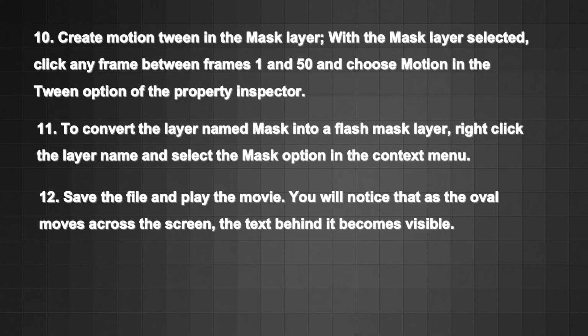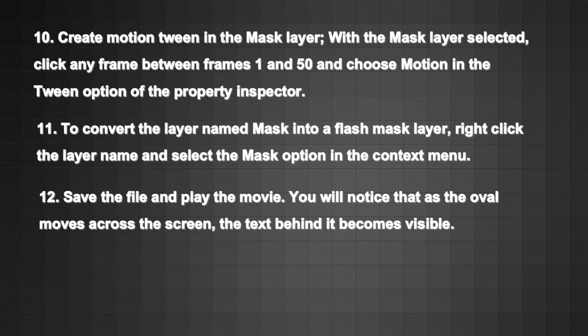Create a motion tween in the mask layer. With the mask layer selected, click any frame between frames 1 and 50 and then choose Motion in the tween option of the property inspector. To convert the layer named mask into a Flash mask layer, right click the layer name and then select the Mask option in the context menu. This locks the mask and smile layers together.